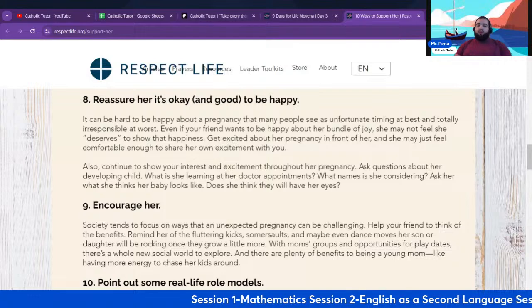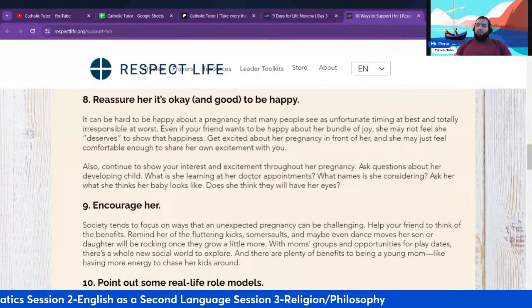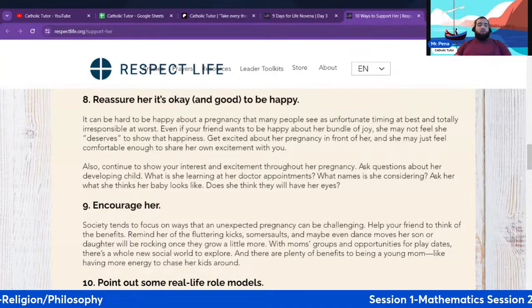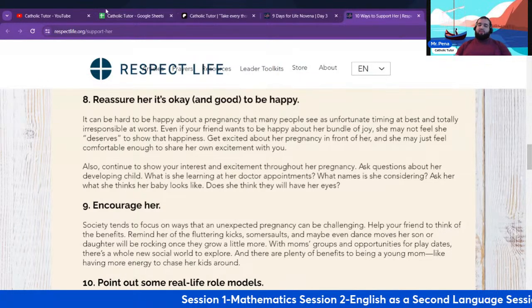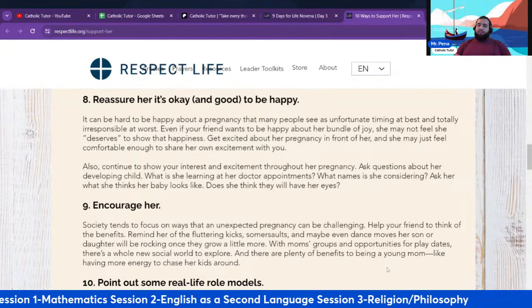Also, continue to show your interest and excitement throughout her pregnancy. Ask questions about her developing child. What is she learning at her doctor appointments? What names is she considering? Ask her what she thinks her baby looks like. Does she think they will have her eyes?